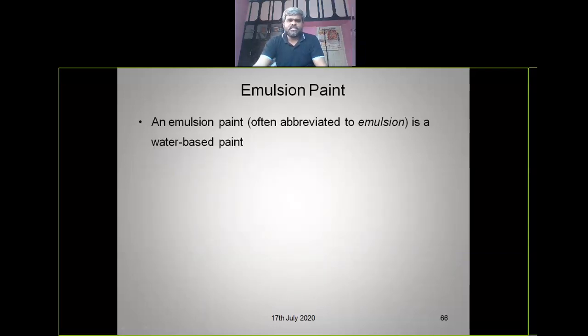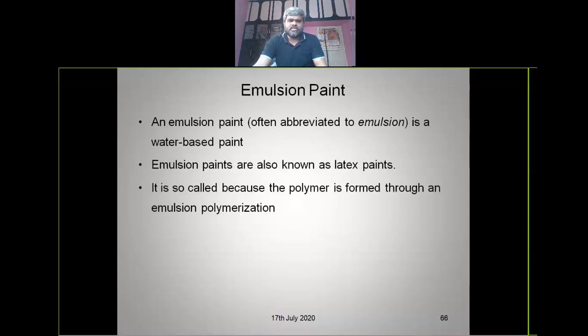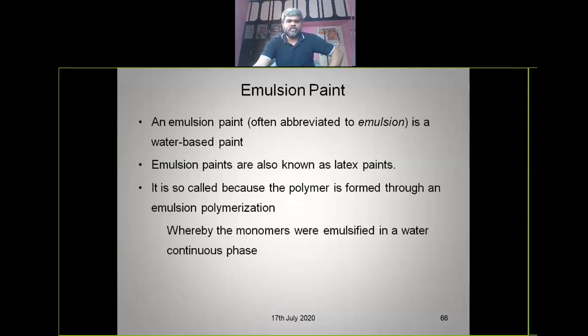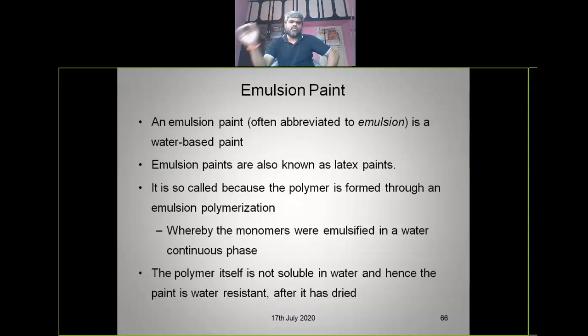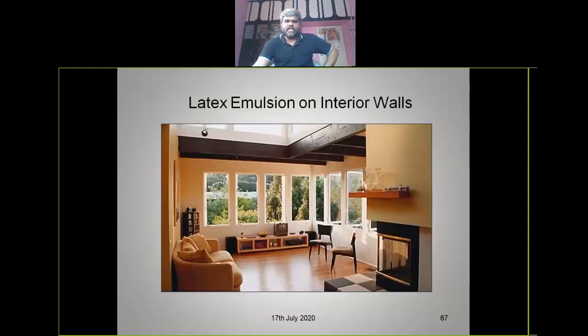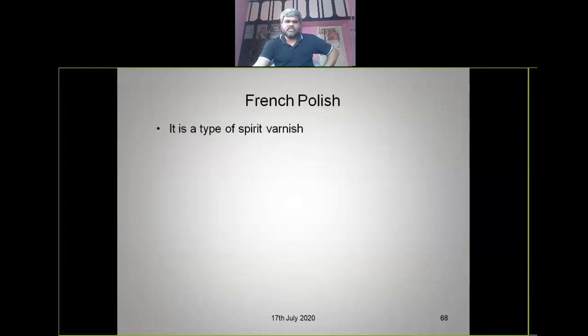Right. Next, emulsion paint is a water-based paint. Emulsion paints are also known as latex paints. It is so called because the polymer is formed through emulsion polymerization, whereby the monomers are emulsified in the water continuous phase. The polymer itself is not soluble in water, and hence the paint is water resistant after it has dried. Latex emulsion is used for interior walls.